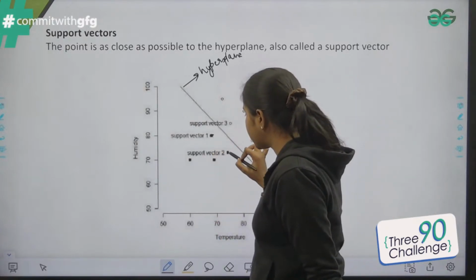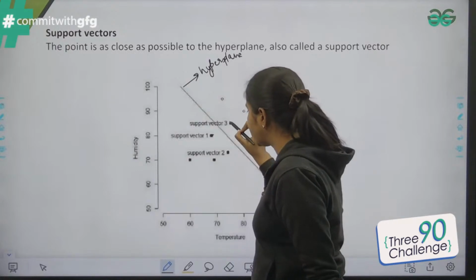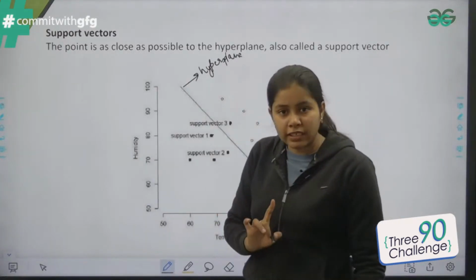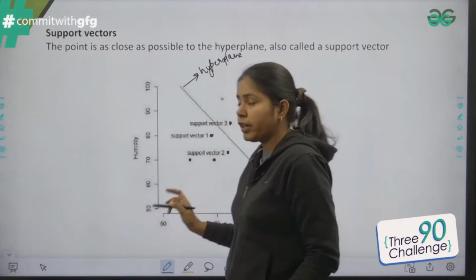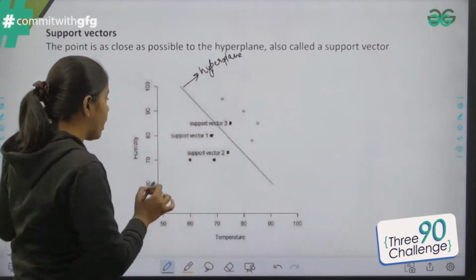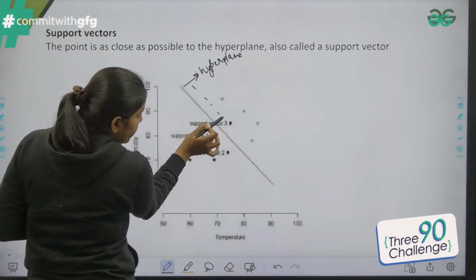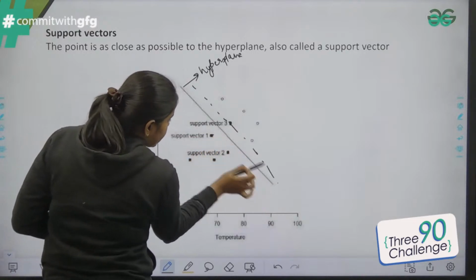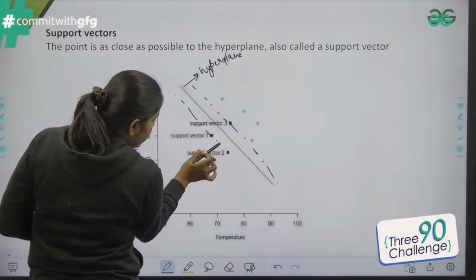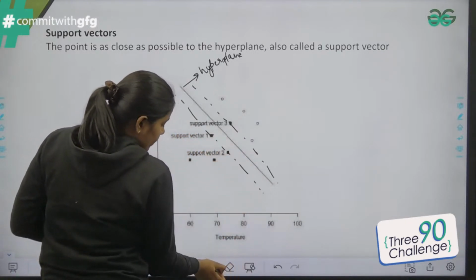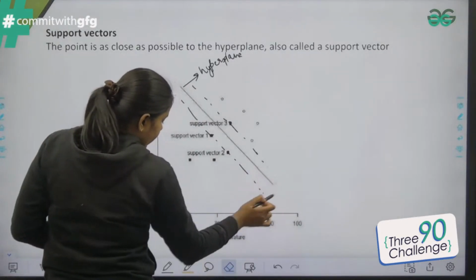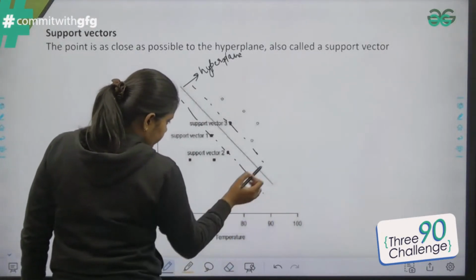So you can see that this is support vector 1, this is support vector 2, this is support vector 3. So I have taken 3 points here, and what would I do? I'll draw a line parallel to this hyperplane and passing through each support vector. So I'll get this line and this line, right? I'll get these two lines.